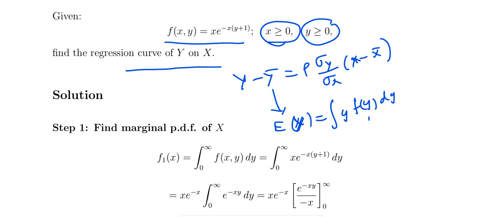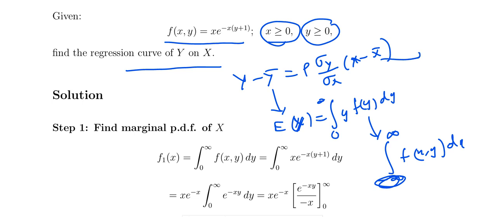So what is f of y? It is the integral from 0 to infinity of f of x, y dx. This is the marginal density function of y. After finding f of y, we can find E of y, and the limit for y is also 0 to infinity. After finding this, find E of x in the same way.